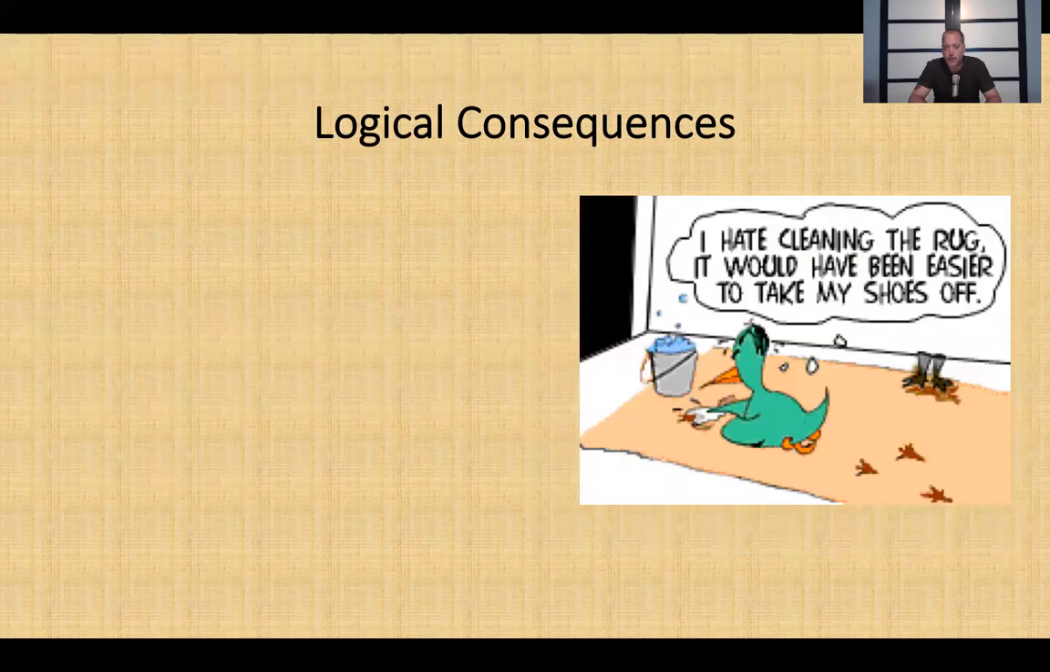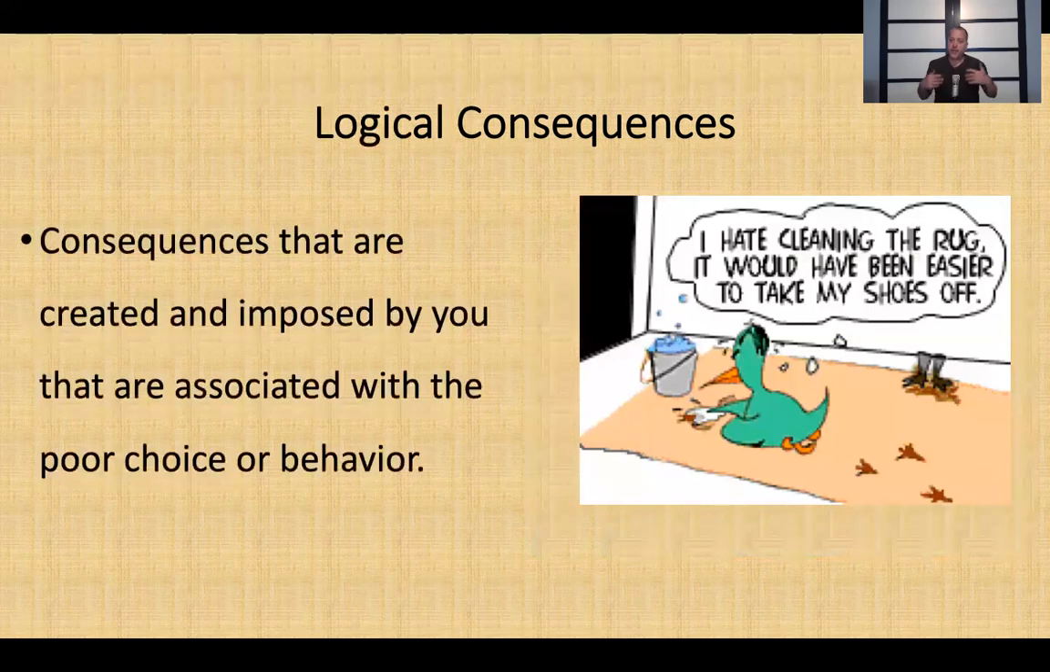Logical consequences are those things that are attached to the behavior, but we implement those. So these are consequences that are created or imposed by you that are associated with the poor choice or behavior. In this picture, the little duck has walked into the house without cleaning his feet, and he's tracked mud in. As a result, the most logical response is that he has to clean it up. Another logical consequence: you came in late last night, tonight you're going to come in early. That is a logical response. It's connected to the behavior. It's associated with that poor choice, and it's created or imposed by you.